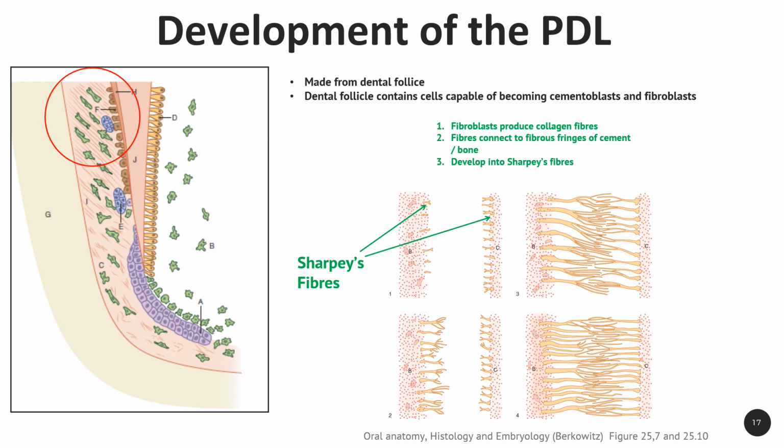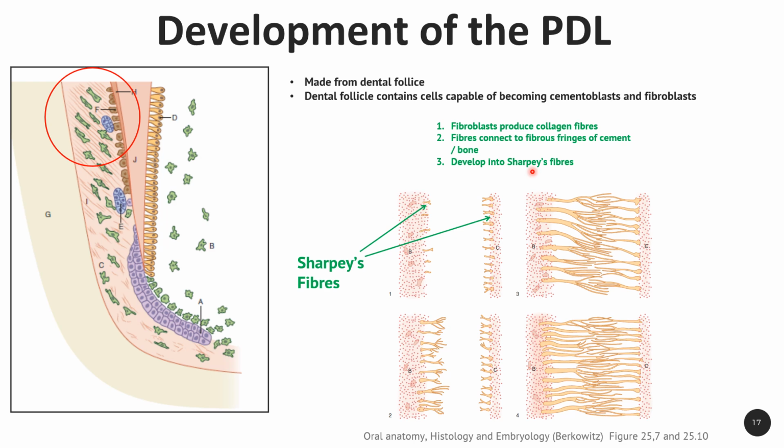So the collagen fibers secreted by these fibroblasts here connect to what are called the fibrous fringes of the cement or the bone. So these are like little waves of proteins kind of sticking out of the bone and the cement on either side. So here and here. The collagen fibers secreted by the fibroblast connect to the fibrous fringes of the cement and bone. So you'll hear this word in the textbooks quite a lot.